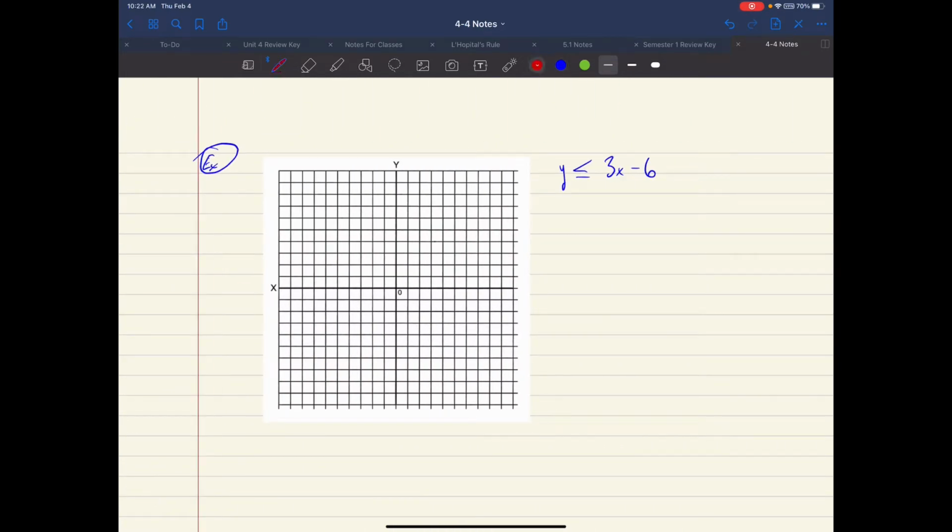Okay, so the next example here. y is less than or equal to 3x minus 6. And what I'd like to do is first look at this sign. So it's less than or equal. So that tells me two things. This is a solid line, and I shade below.